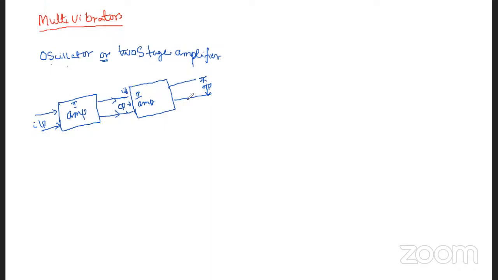In this multivibrator, two transistors are coupled in such a way that the output of one amplifier provides an input for another amplifier. That we have to remember in the case of the multivibrator. The amplifiers use positive feedback. Already we have studied feedback: a fraction of the output is taken back to the input. So here the amplifiers use positive feedback.